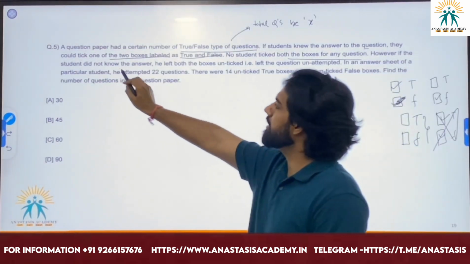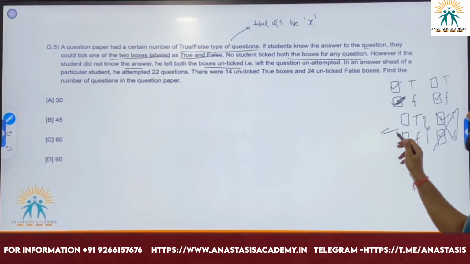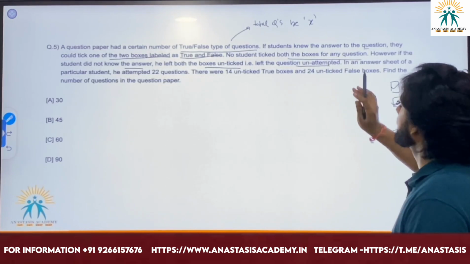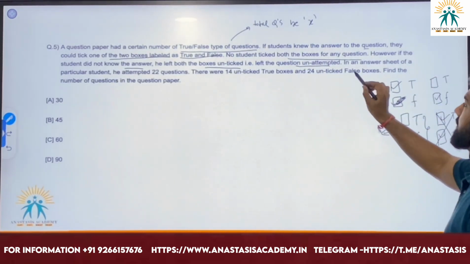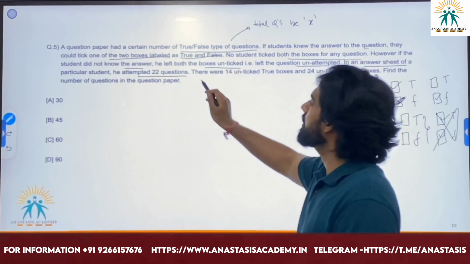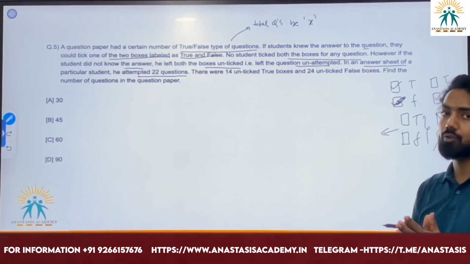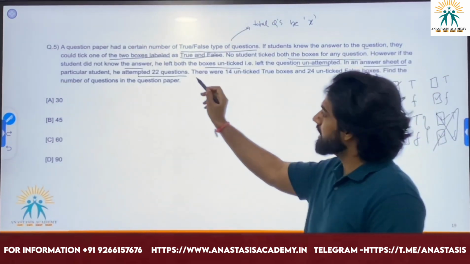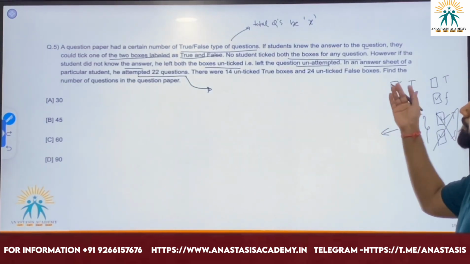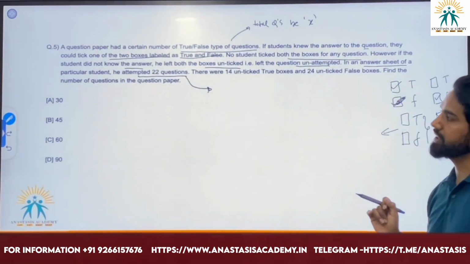However, if the student did not know the answer, he left both the boxes unticked. That is the condition where the question is left unattempted. In the answer sheet of a particular student, he attempted 22 questions. This is not the total number of questions. 22 questions are the attempted questions.